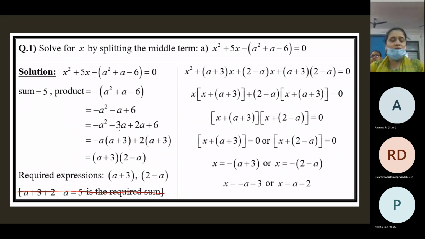Now go back to the given quadratic equation and split the middle term. The middle term is 5x. So how will you split the middle term? You will use the expressions a plus 3 and 2 minus a. You will have to put an x here and an x here. Correct?